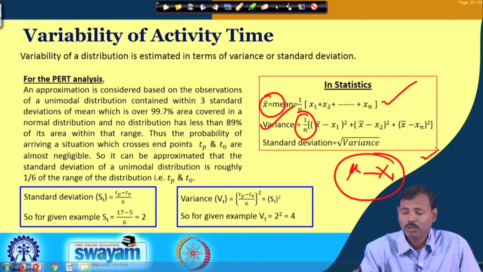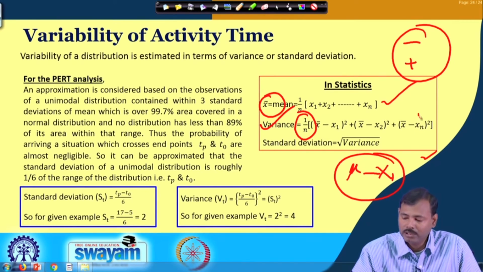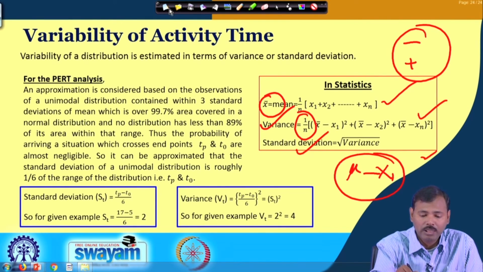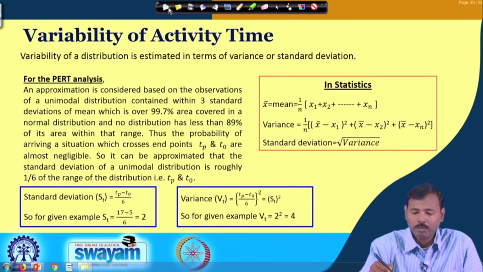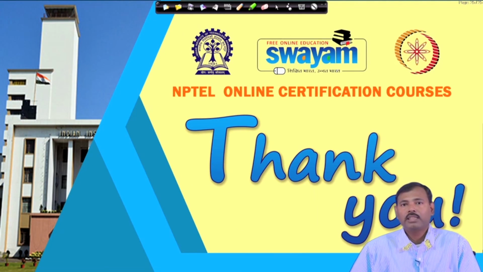We are squaring them because the deviations are negative and positive. So, to overcome this, we go for squaring them, and after squaring them we divide by the number of observations, that gives us the variance, and by taking the square root of the variance we get the standard deviation. So, this is applicable for the normal distribution. In some cases where the frequencies are there, the calculation is a little bit different. We will discuss all those things in our next class.